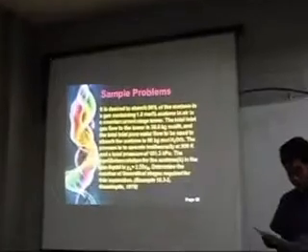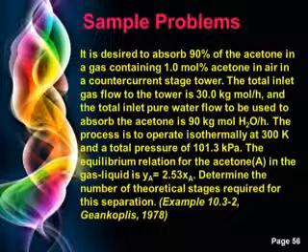And the problem goes like this. For the first problem, it is desired to absorb 90% of the acetone in a gas containing 1 mole percent acetone in air in a countercurrent stage tower. The total inlet gas flow to the tower is 30 kg moles per hour, and the total inlet of pure water to be used to absorb the acetone is 90 kg moles per hour. The process is to operate isothermally at 300 Kelvin and a total pressure of 101.3 kPa. The equilibrium relation for the acetone in the gas-liquid mixture is Ya = 2.53 Xa. Determine the number of theoretical stages required for this separation.